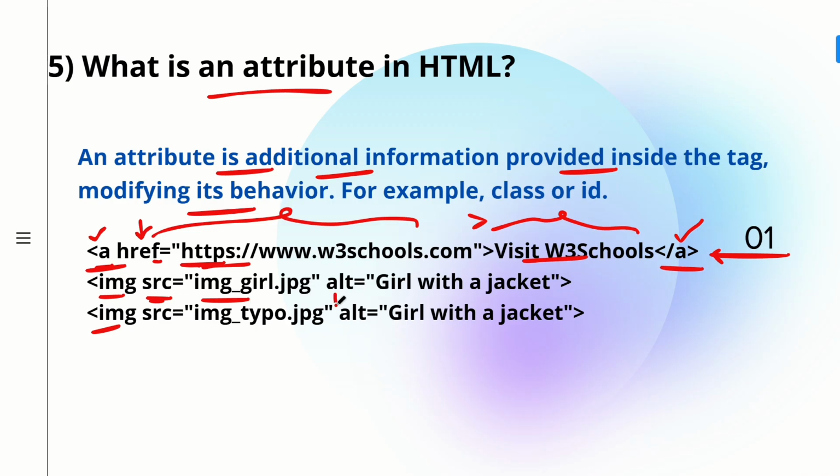This alternate is also one of the attributes. This is the source, this is the image, and this is the source of your image. So what is the source of the image? This is what you will be showing. So this is the content of your image.